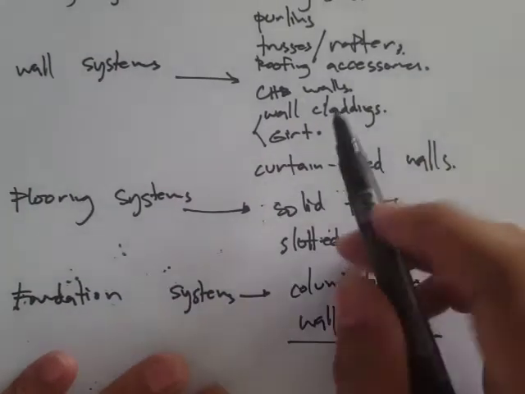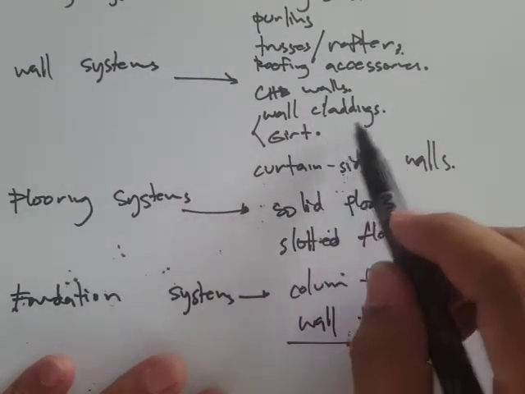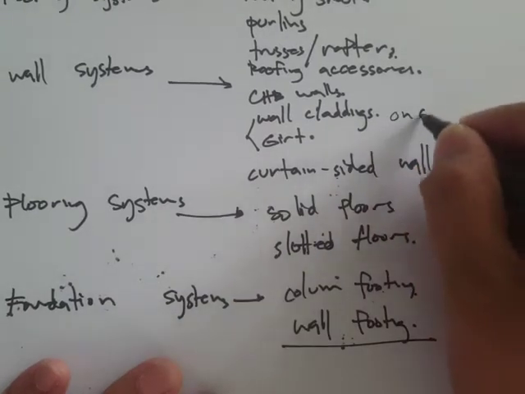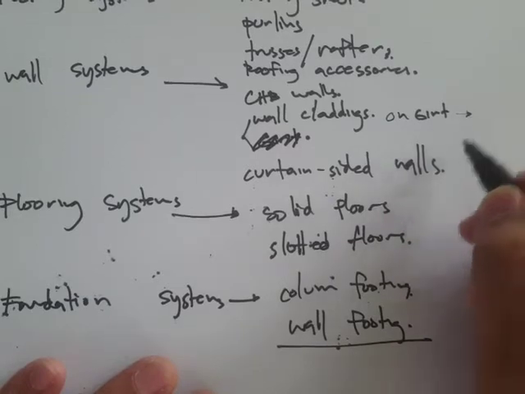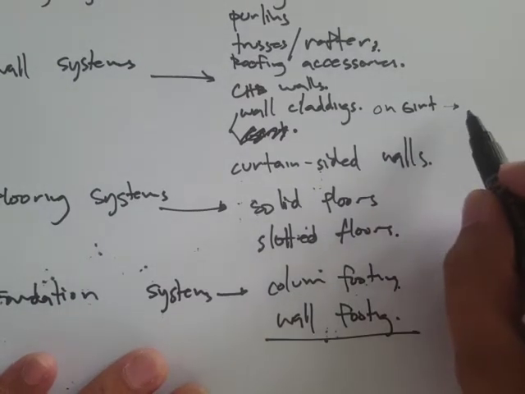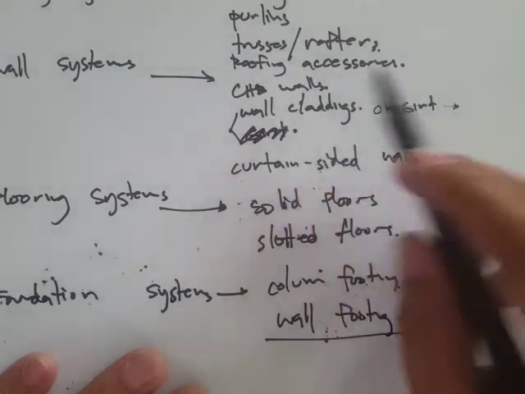So the wall systems, we said earlier, can consist of CHB walls or wall claddings on girts. So this is for steel frame structures, although steel frame structures can also be constructed using CHB walls.